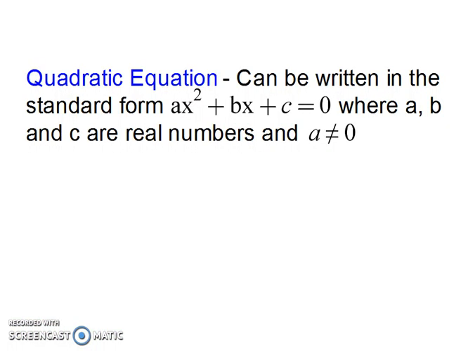Remember, a quadratic equation can be written in the standard form ax squared plus bx plus c equals 0, where a, b, and c are real numbers. And remember, a cannot equal 0 or you do not have a quadratic function or equation.